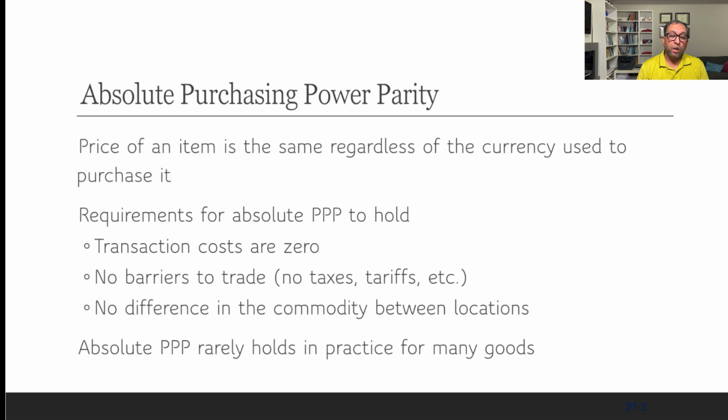The requirements for absolute PPP, purchasing power parity, to hold: transaction costs are zero, no barriers to trade, and no difference in the commodity between locations. The quality is also the same. So absolute PPP rarely holds in practice for many goods. It is not possible because transportation cost cannot be eliminated, and the transaction cost cannot be brought to zero.